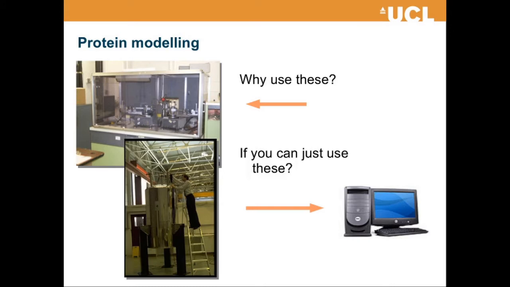And that allows us to do what's known as protein homology modelling, or protein comparative modelling. So that means, why use one of these? The top picture here shows you a small lab-based X-ray crystallography machine, and the bottom picture shows you an NMR machine.